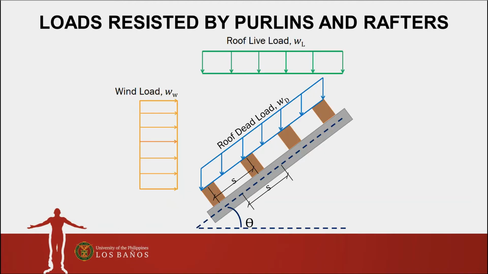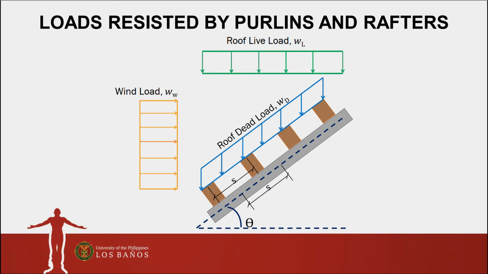So for the loads resisted by the purlins and rafters, for a purlin-rafter wooden roof system, we can see that there are three common types of loads that act on it. The first one is the roof dead load, and the second is the roof live load. These two, roof dead load and roof live load, are gravity loads. Thus, the load is projected towards the ground.